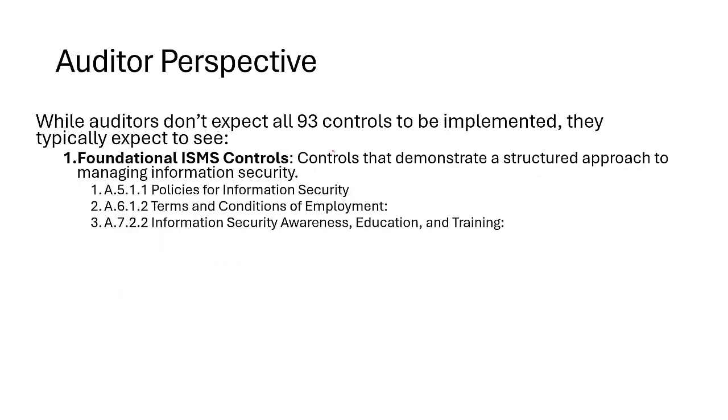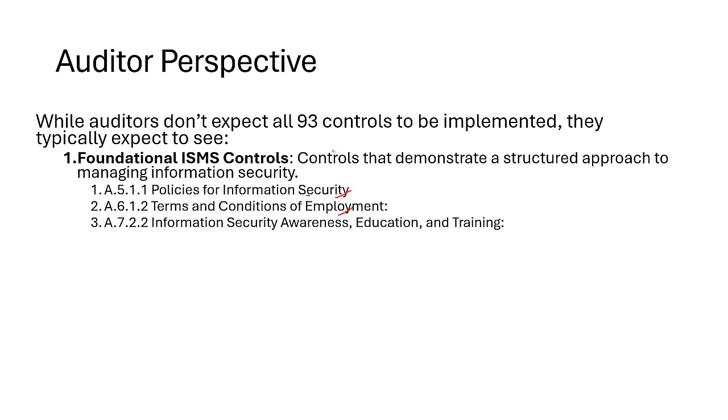While auditing, they don't expect all 93 controls to be implemented, but they typically expect to see some important things like the foundation. I already discussed some of the foundation, like policy for information security, terms and conditions of employment, and information security awareness. So this is a very important part. Now, if you ask me about policy for information security, as I said, it basically establishes the information security governance. Just imagine without a policy, how can you implement the ISMS in the organization, right?